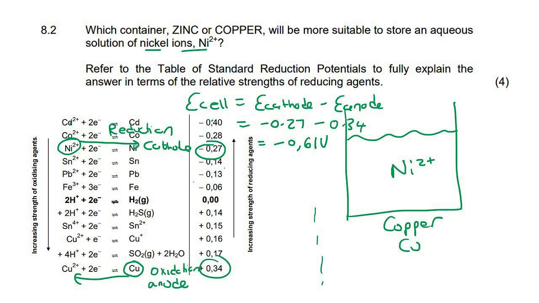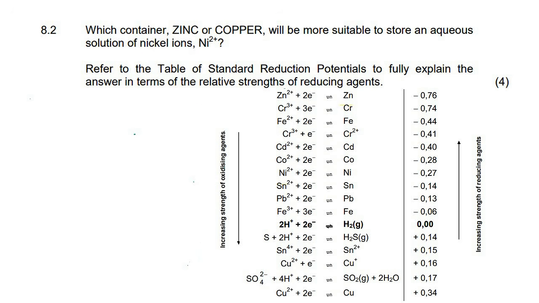Okay, now how do we write this answer in a test? They didn't say use the calculation, they said in terms of relative strengths of reducing agents. So we're going to say that the answer is copper. But now for 4 marks, we have to explain why without using the calculations that I just showed you. That was just to give you an idea of how to see it. We've got to use relative strengths of reducing agents. Here are the reducing agents on the right-hand side, and on the left-hand side are the oxidizing agents.